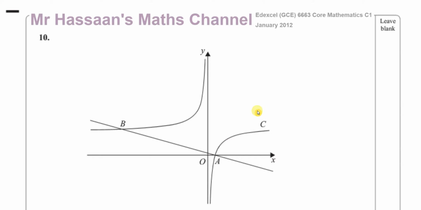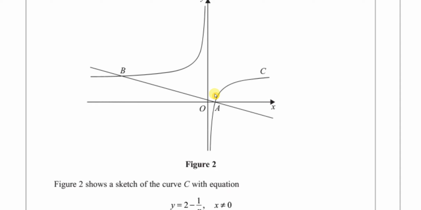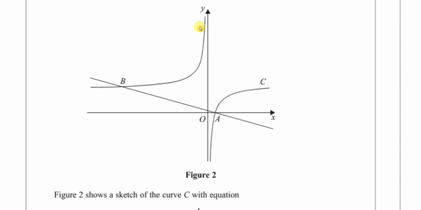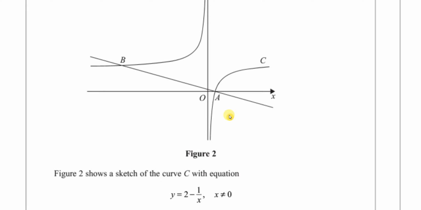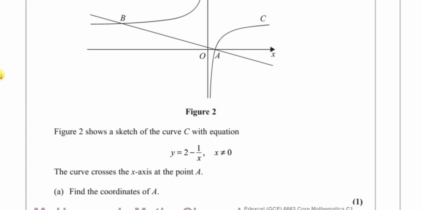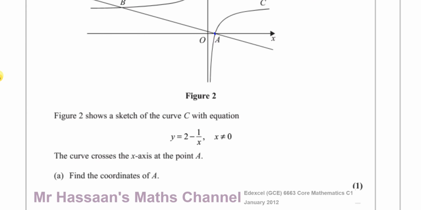This is question number 10 from that paper, and it tells us about a sketch of a curve C, which is the curve part here. It has the equation y equals 2 minus 1 over x. Of course x can't be 0, otherwise it will be undefined, and that's the asymptote there. The curve crosses the x-axis at the point A, right over there. Find the coordinates of A.